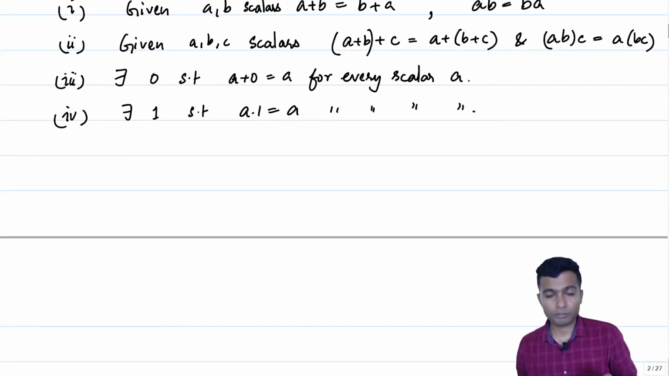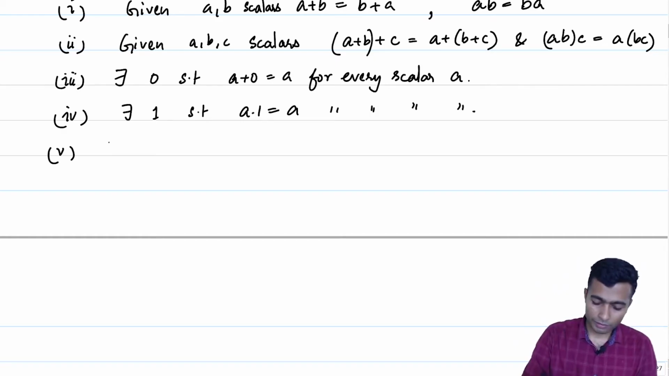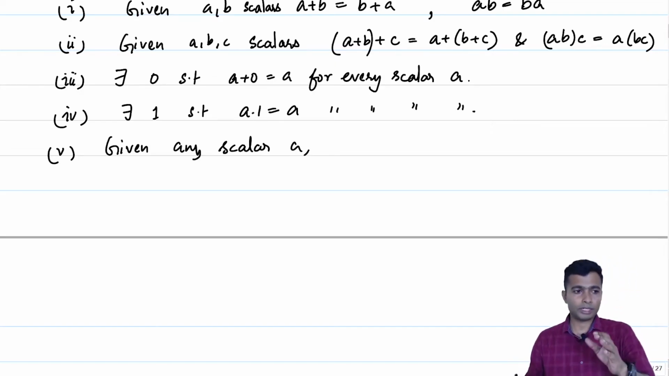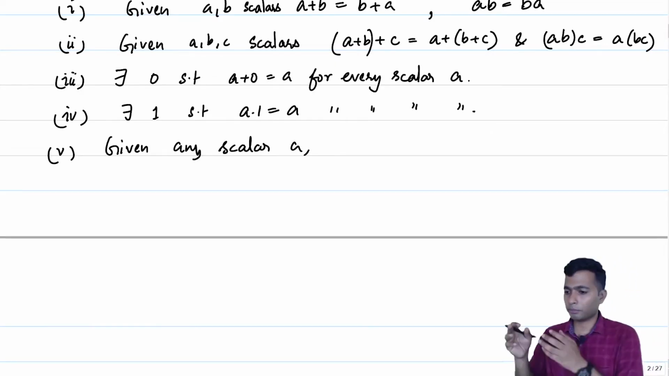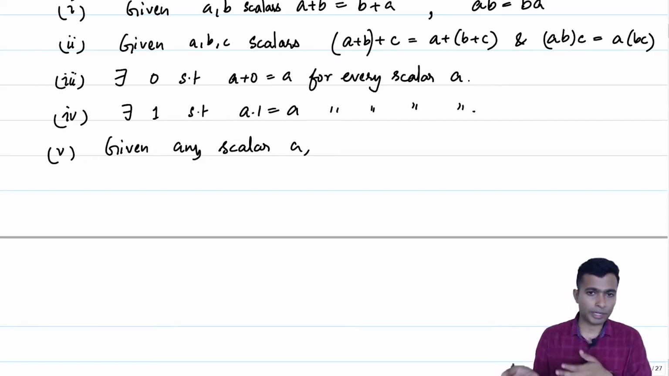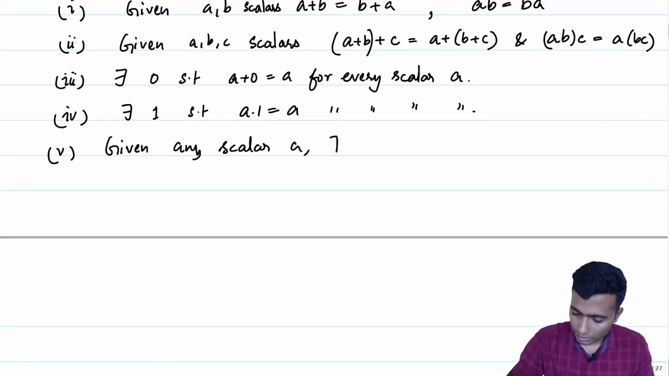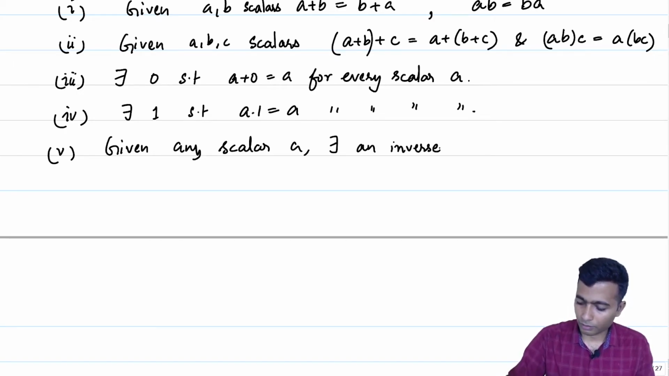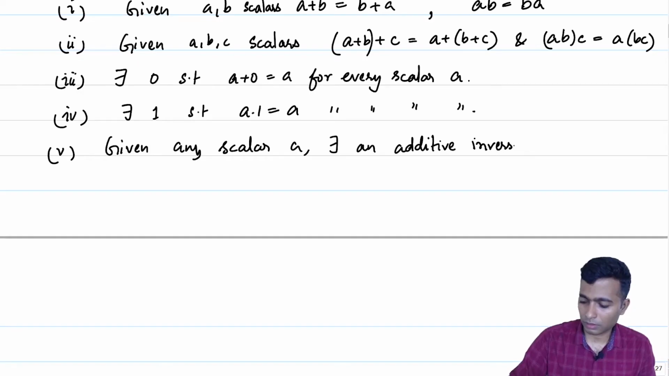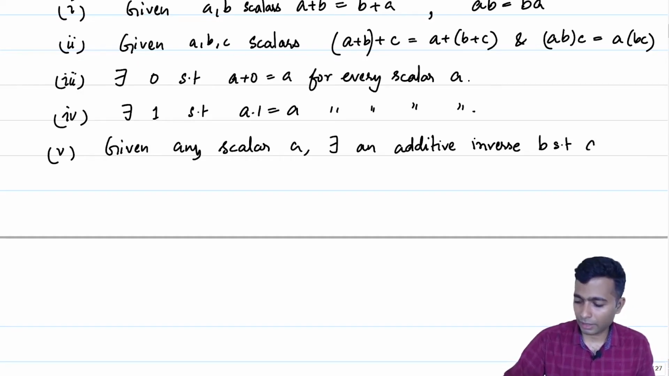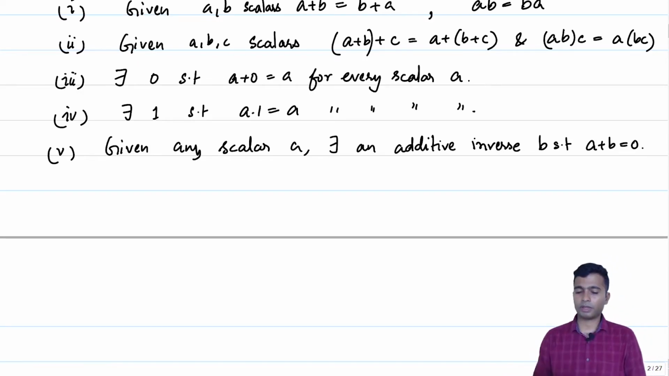And we have more: given any scalar A, we know that minus A, if 2 is given, we know that minus 2 is an additive inverse. If you add minus 2 to 2, we get back 0, right? There exists an inverse. So let me write it as additive inverse B such that A plus B is equal to 0, right?